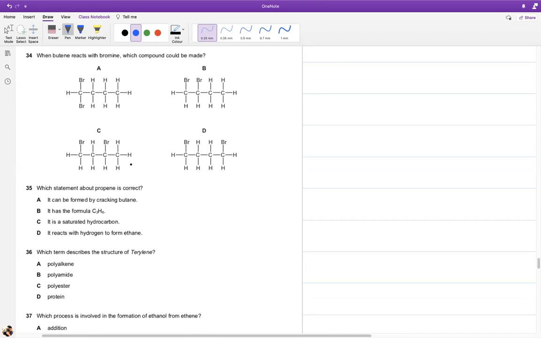When butene reacts with bromine, which compounds could be made? We have talked about it in detail earlier on as well. Remember that when addition reaction happens, bromine or whatever thing is added to adjacent carbons. Both the carbons involved get something. In substitution, the same carbon gets something. Okay. So A can only be formed through substitution.